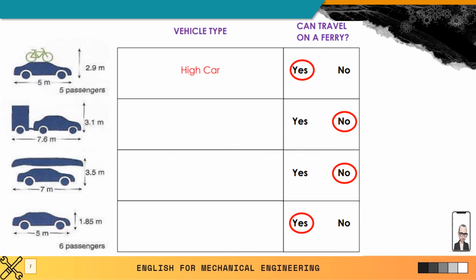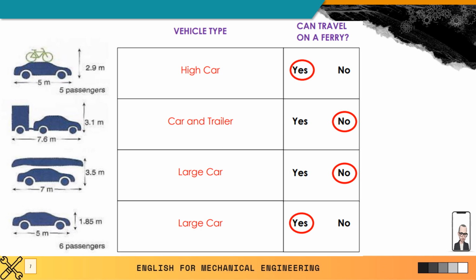So vehicle type A is high car. Can it travel? Yes. Vehicle type 2, the second one here, is car and trailer, and it will not be allowed to travel. Large car, no. In number 4, we have got a different type of large car, but as you can see, the dimensions are different, of 5 meters length and 1.85 height, and they will be allowed to travel on the super ferry. Okay, so this was our reading comprehension task.